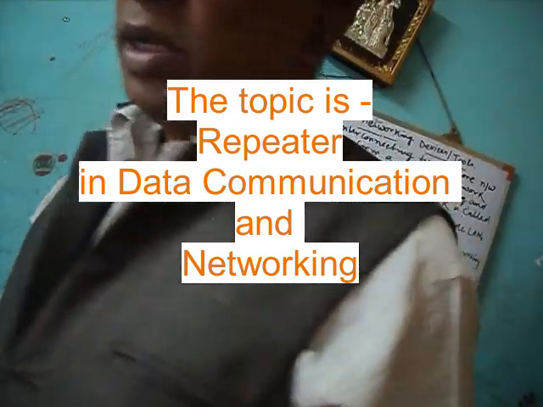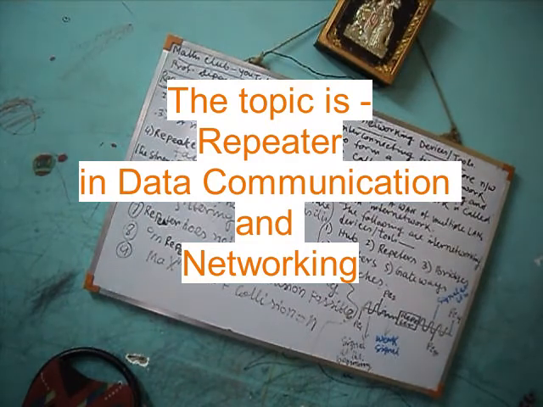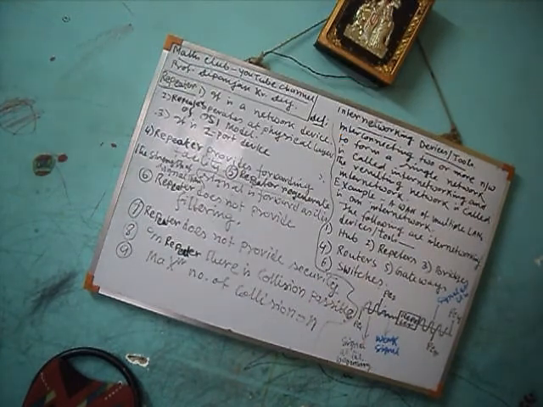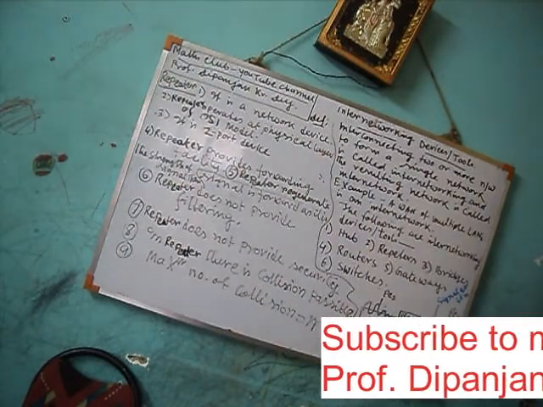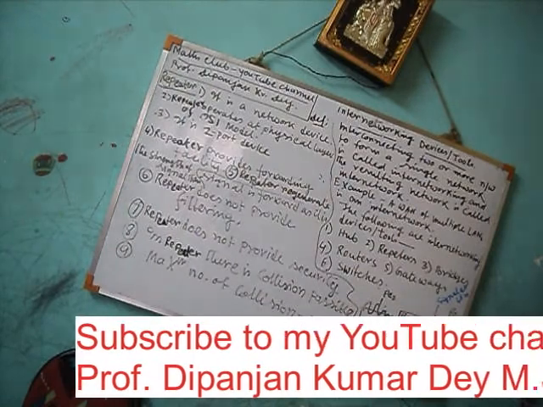The outcomes of this lecture: upon the completion of this session, the learner will be able to know the internetworking devices or internetworking tools, how many types of internetworking tools. Then I'll explain very nicely repeater, how does repeater work, and lastly the behavior of repeater. So these are the outcomes.